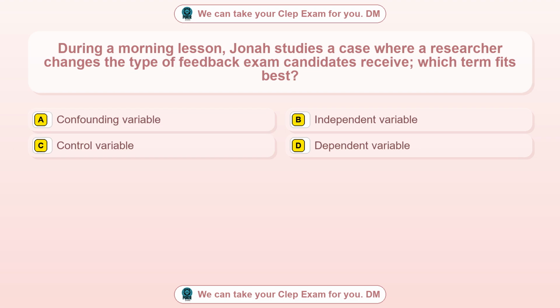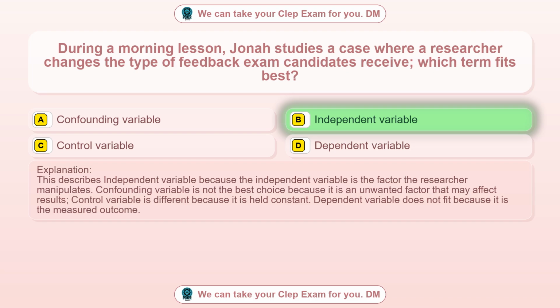Question 90. During a morning lesson, Jonah studies a case where a researcher changes the type of feedback exam candidates receive. Which term fits best? Option A, confounding variable. Option B, independent variable. Option C, control variable. Option D, dependent variable. The correct answer is option B, independent variable.